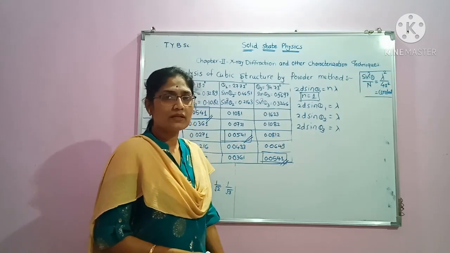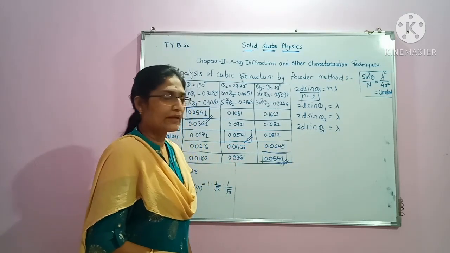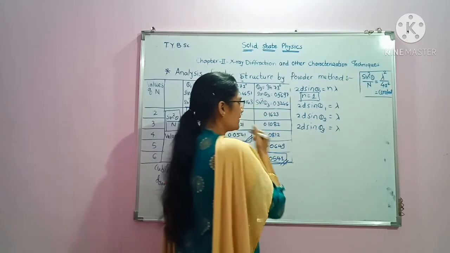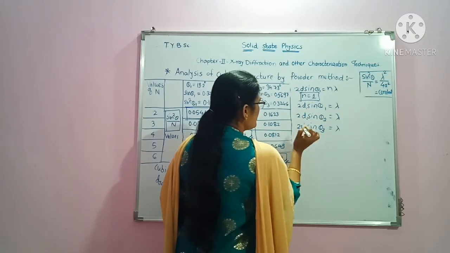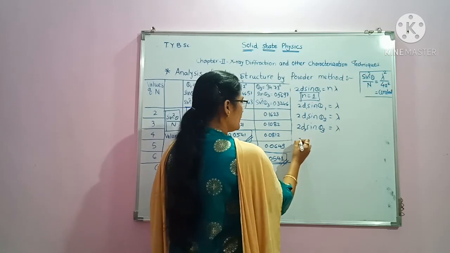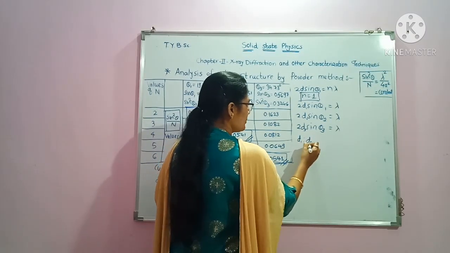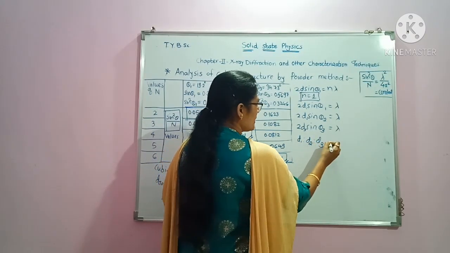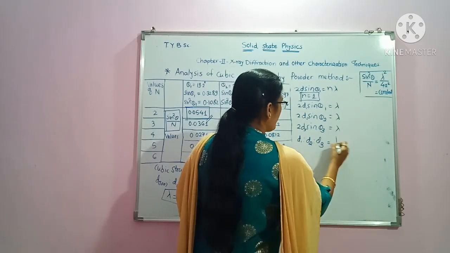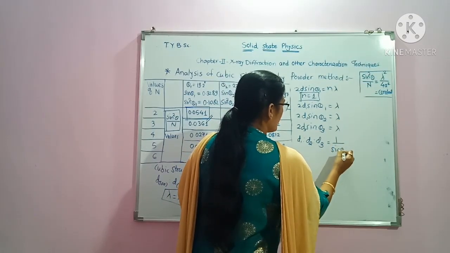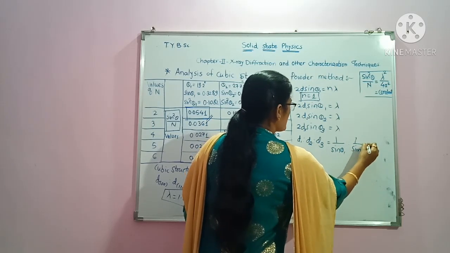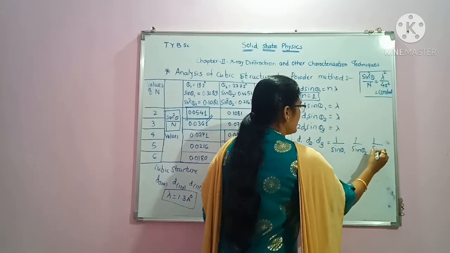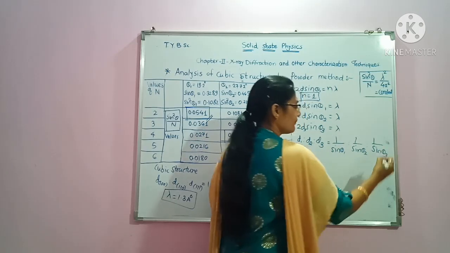Theta 1, theta 2, theta 3 are nothing but the glancing angles. So here d1 is to d2 is to d3 is obtained as 1 upon sine theta 1 is to 1 upon sine theta 2 is to 1 upon sine theta 3.